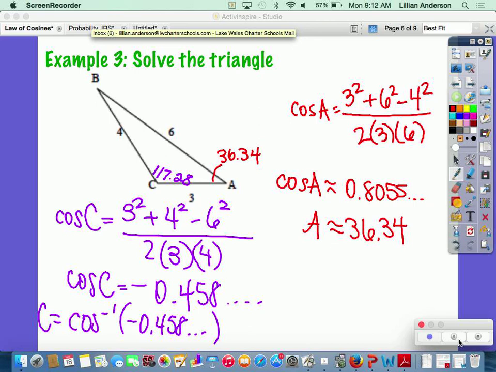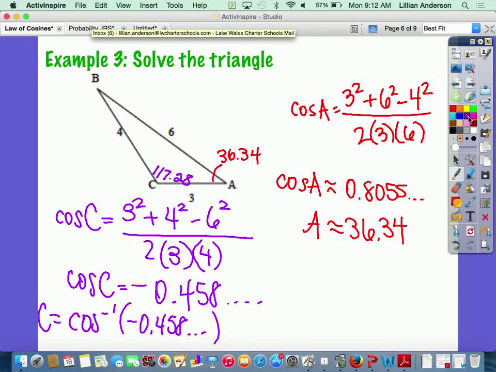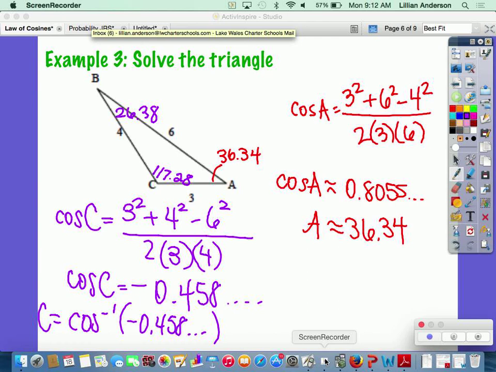So what's angle B? Did we figure it out yet? What is it? 26.38. And there you go. How is this? Easy? Okay, yes, do example 4. I'll give you 4 minutes to do example 4.